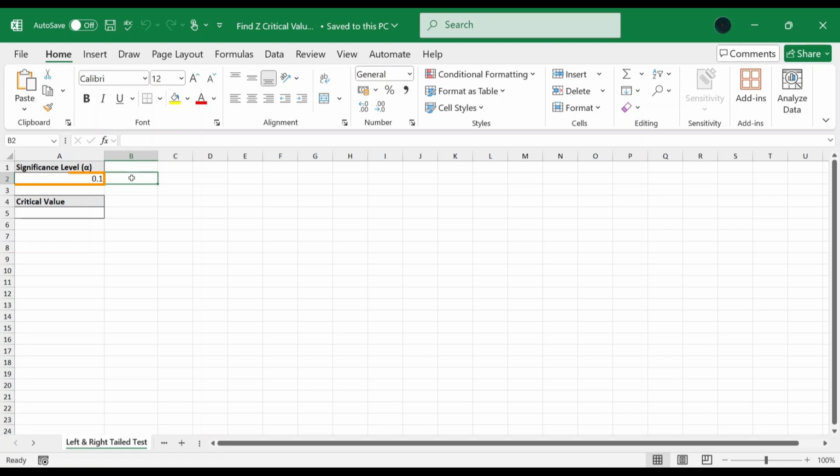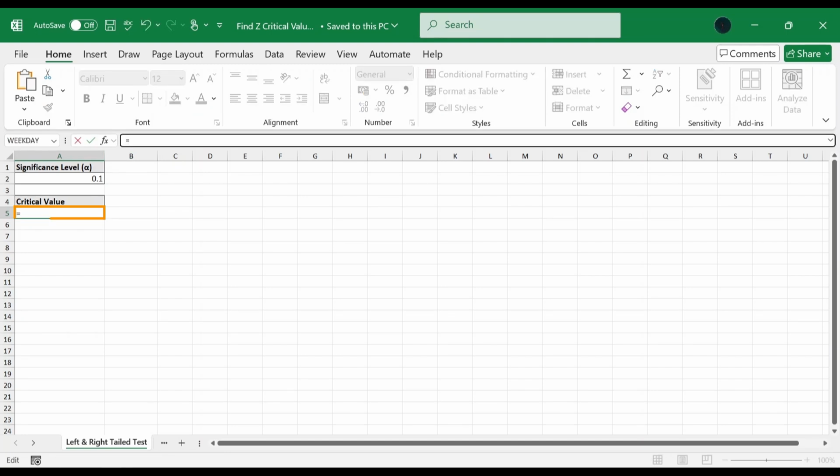Here, we see a significance level of 0.1 in cell A2. To calculate the critical value, in a helper cell of your choice, I'll go for cell A5. Type the formula equals NORM.S.INV. Inside, for the probability, type 0.1. Close the bracket. Let me explain.